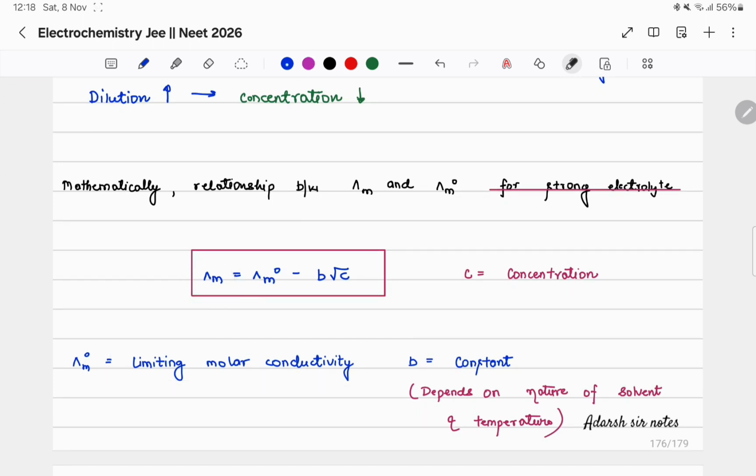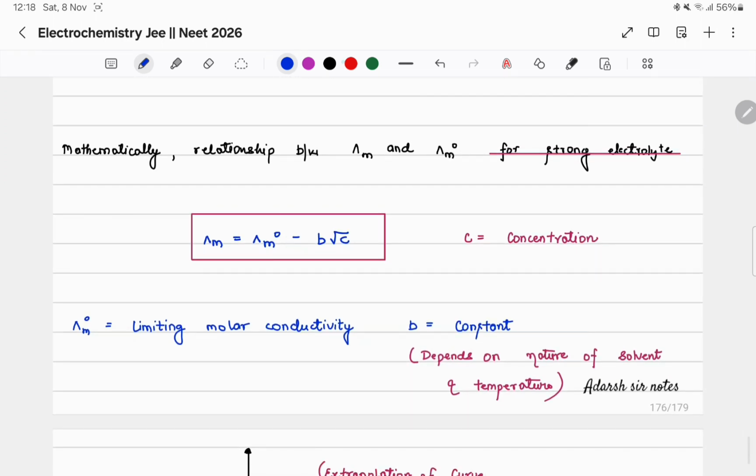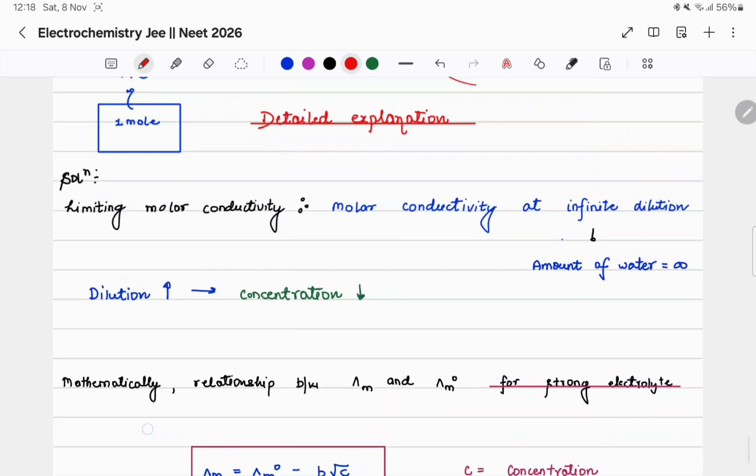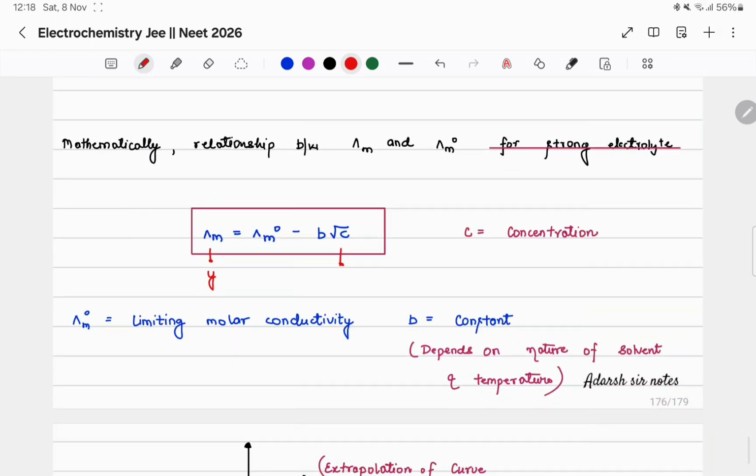As the question has been asked related to a graph, let's try to understand. Already in math we know y is equal to mx plus c. So this is the y axis. Root c, as you have already seen in the graph, is what they have put on the x axis. And what is written in front of root c? Minus b. So minus b will be the slope. So slope will be equal to minus b, and c is the intercept, which is equal to lambda m naught.